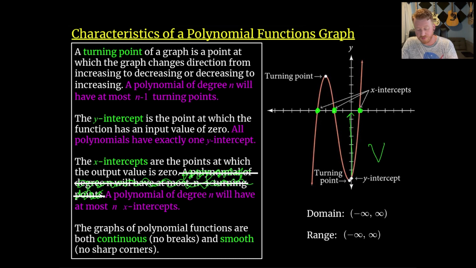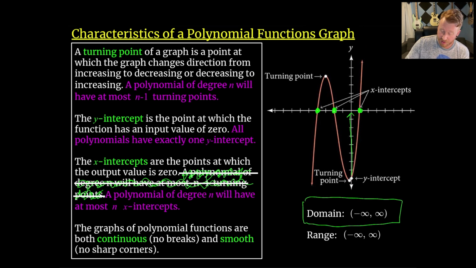That kind of looks like an absolute value. Absolute value functions are not smooth. It has a sharp corner. So polynomial functions are both continuous, no breaks, and smooth, no sharp corners. The domain for all polynomial functions is all real numbers. Another good reason for why this is continuous, and the range is also all real numbers. So no restrictions here for either the domain and the range, which is kind of nice.